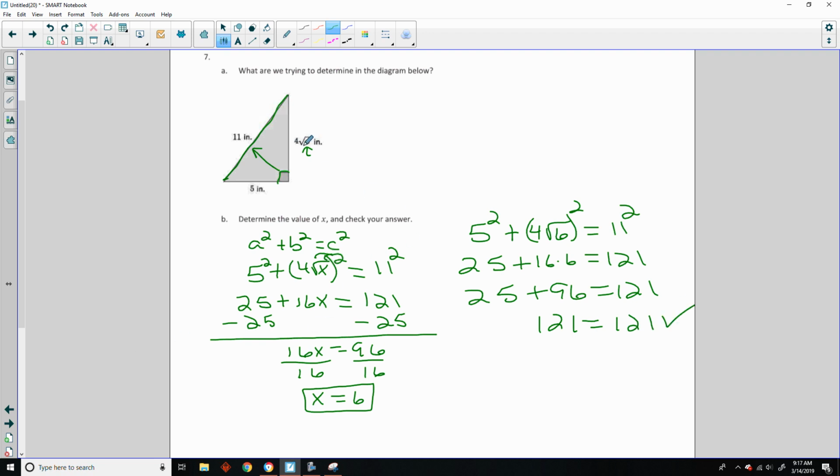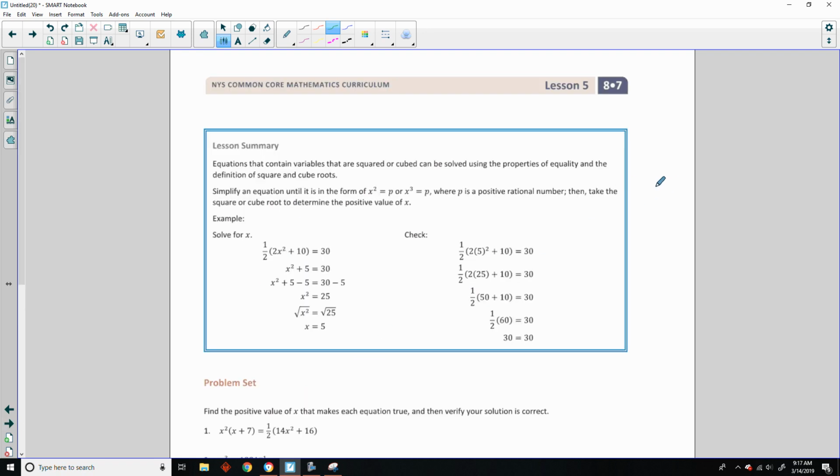So 4 square root 6 is the only value of x that will make this problem true. Remember, I can't use a negative here because then that would be a negative distance, and distance cannot be negative. That is the end of lesson 5. Review the lesson summary and go to your problem set.